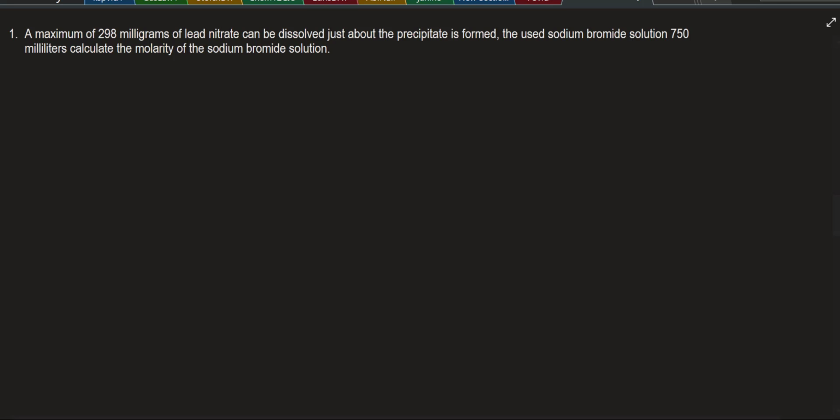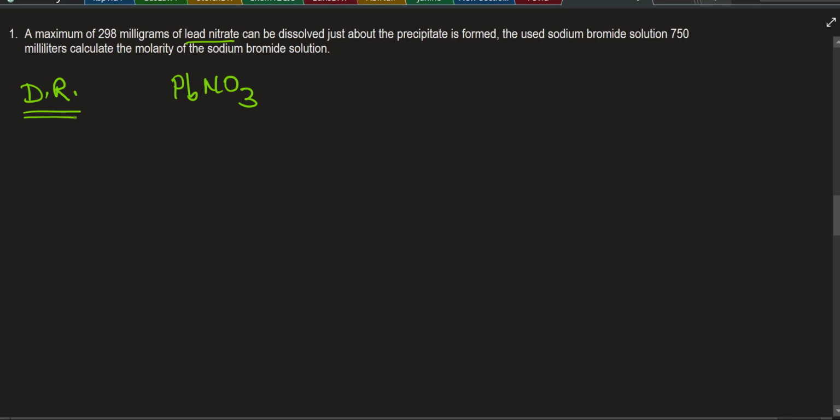Now the next one is a maximum of 298 milligrams of lead nitrate, and it is dissolved in 750 milliliters, and calculate the sodium bromide solution molarity, right?